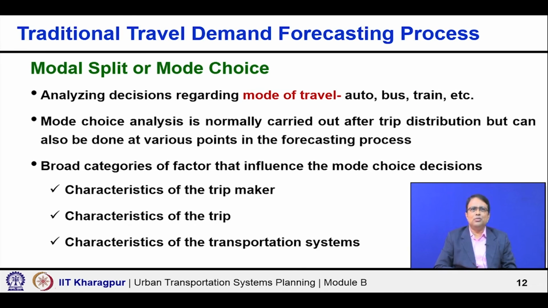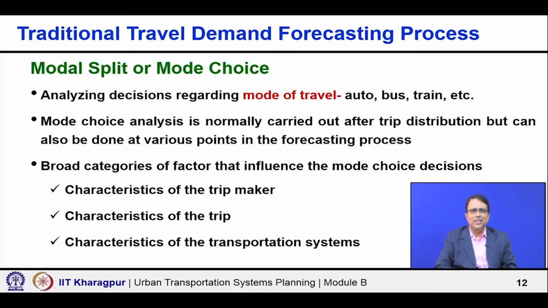Third is by which mode they will go. Here we are analyzing decisions regarding mode of travel: how many trips are going to be made by auto, meaning the car or personalized vehicle, how many are going to use bus or train or taxi, and so forth. Mode choice analysis is normally carried out after trip generation, but can also be done at various points in the forecasting process. Sometimes the decision may even be taken simultaneously, but here for simplicity we consider that the decisions are made in sequence: generation, then the destination, then the mode, and then what route to take.